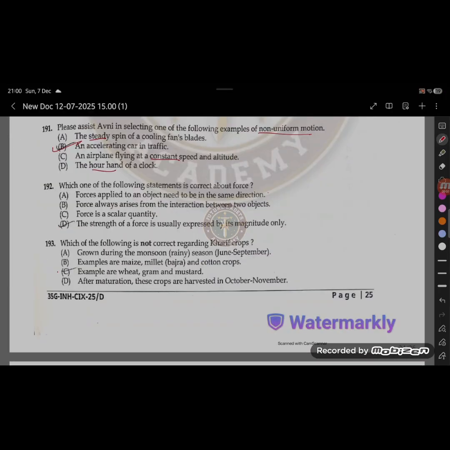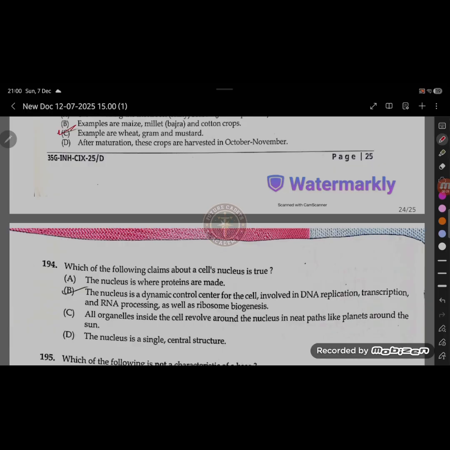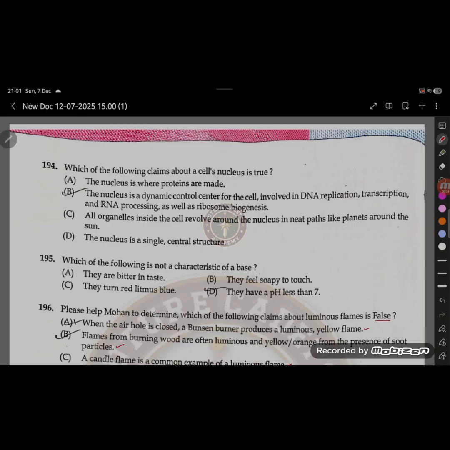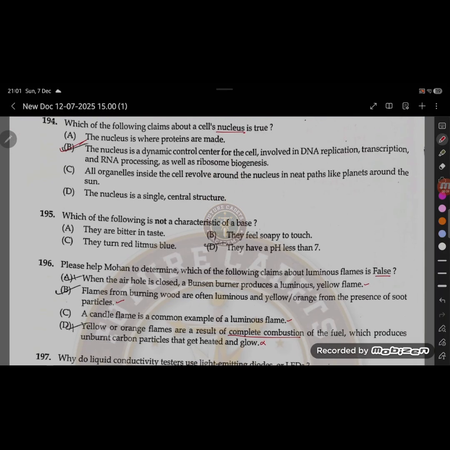Here we come to almost the end of the session. So let's do this further quickly. It asks which of the following statements is correct about force. So the correct one here will be D. Like the strength of a force is usually expressed by its magnitude only. Okay. Now the statement is not correct regarding kharif crops. So it must be a statement for rabi crops. So we all know that wheat, gram and mustard are rabi crops, which are winter crops also. Okay. 194, feature of cell's nucleus, B is the answer.